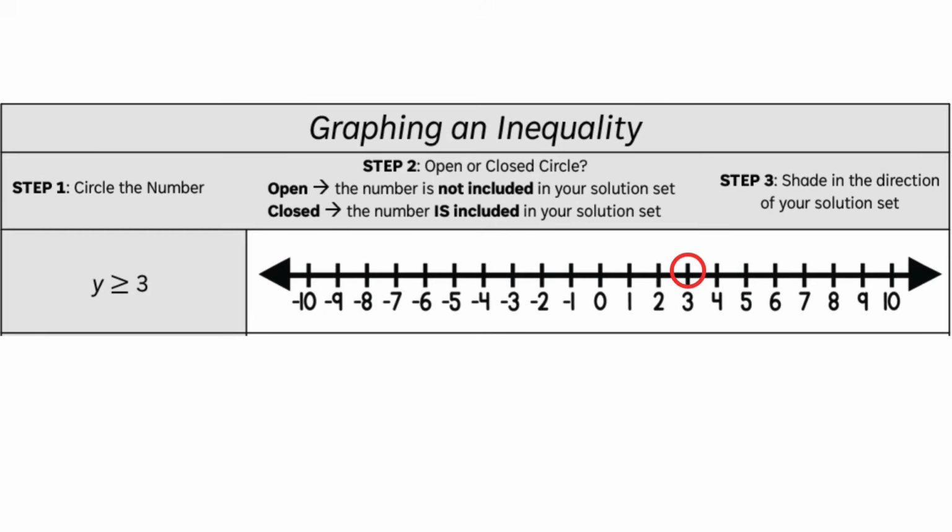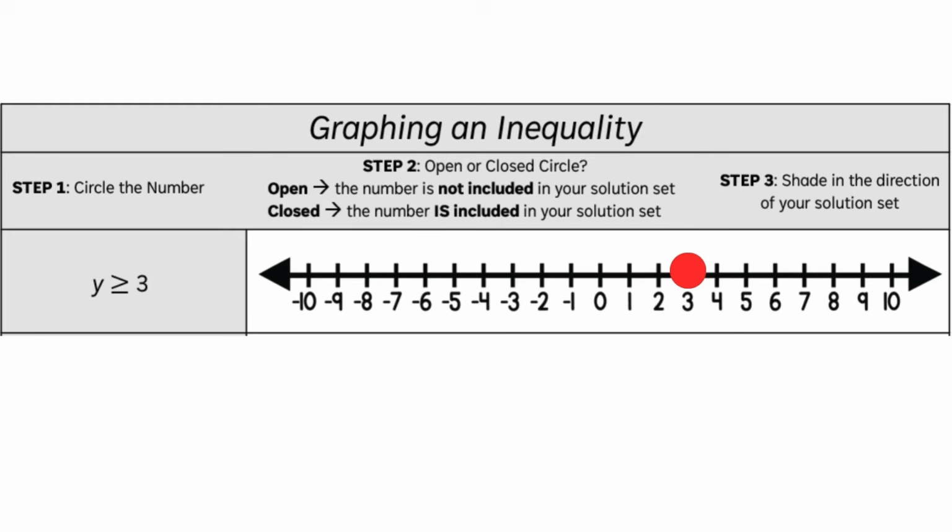Step 2, is our circle open or closed? Is 3 greater than or equal to 3? Yes, 3 is included in our solution set because it says or equal to the number. So 3 is part of your solution set. So we're going to shade in that circle, color it in.